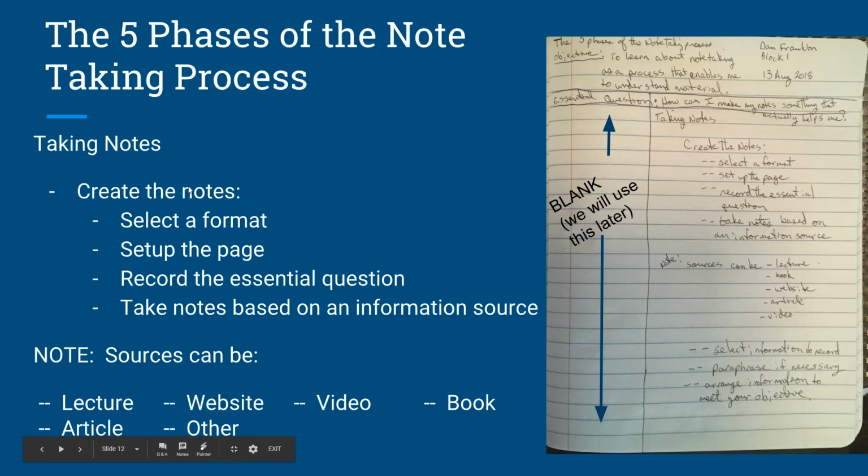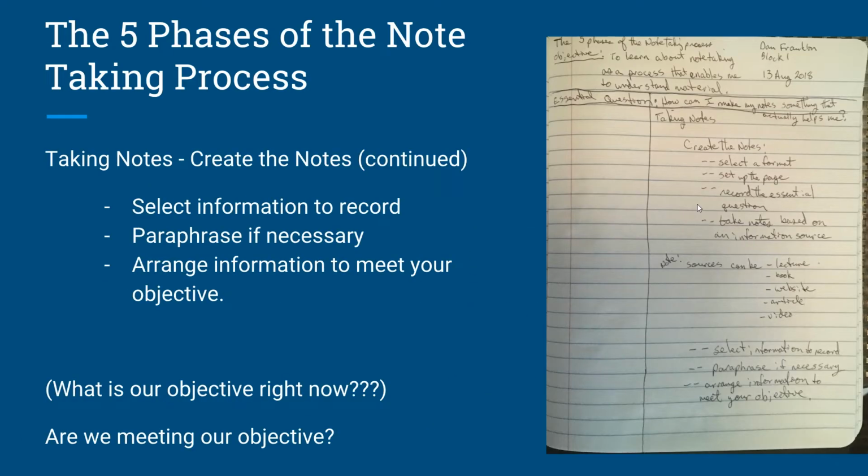So when we're taking notes, first we're going to create the notes. We're going to select a format. We're going to set up the page. We're going to record the essential question. We're going to take notes based on an information source. Now this source could be a lecture, it could be a book, it could be a video like this one. When we do our textbook times, you're actually going to take notes like this over the reading that you do out of the book. When you're taking notes, you have to select the information to record.